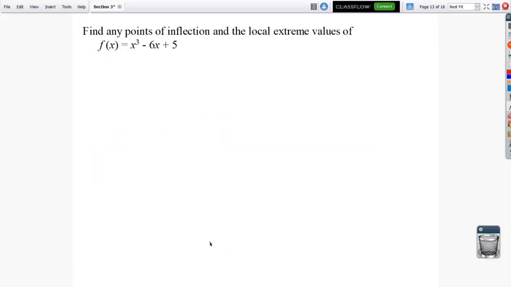So let's look here. Find any points of inflection and local extreme values of f of x is equal to x cubed minus 6x plus 5.